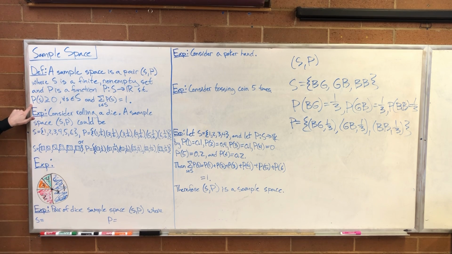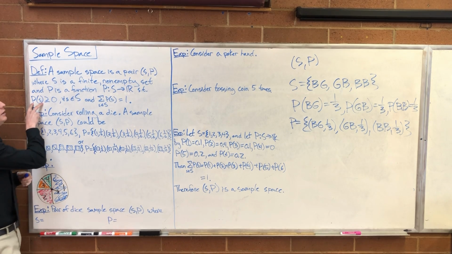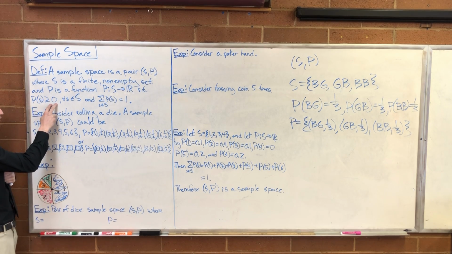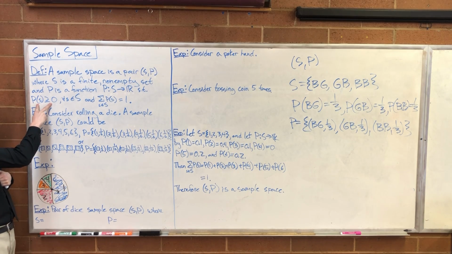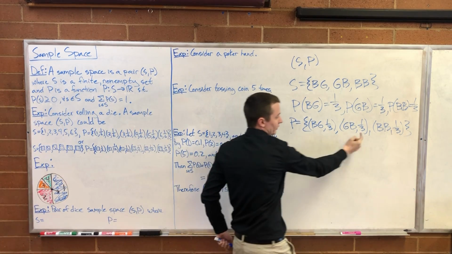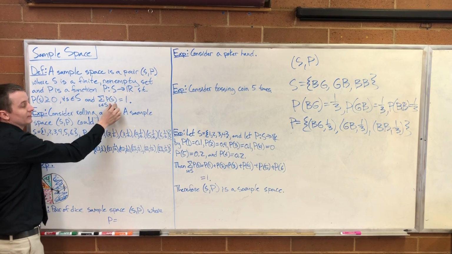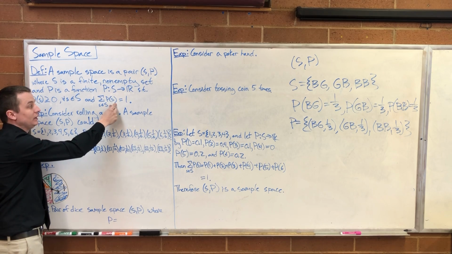Condition 1: the probability, this function we call the probability function, of any particular event in our samples in S is always greater than or equal to 0. P always maps to real numbers greater than or equal to 0. That's one way to say it. All these right-hand elements have to be greater than or equal to 0. That's the first condition. And the second condition is that the sum of all our right-hand values in P has to equal 1.